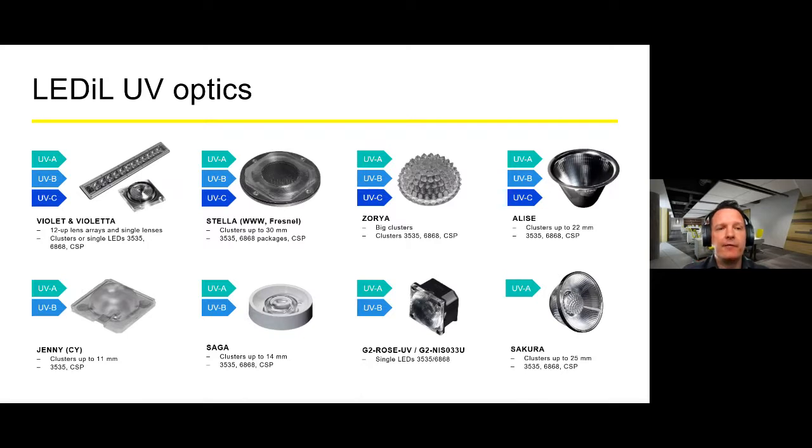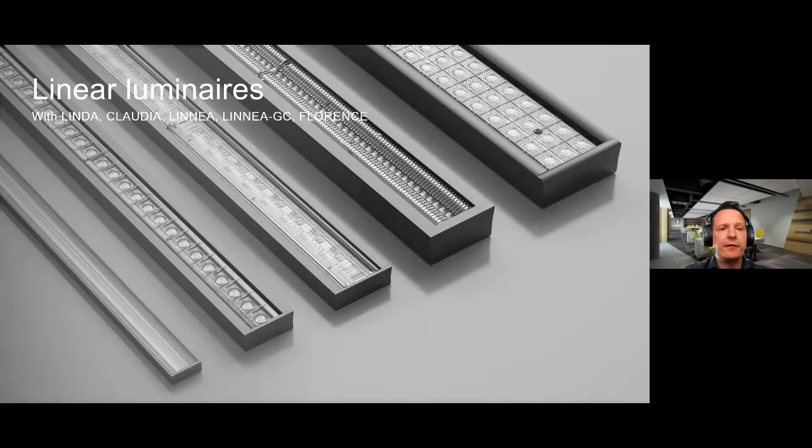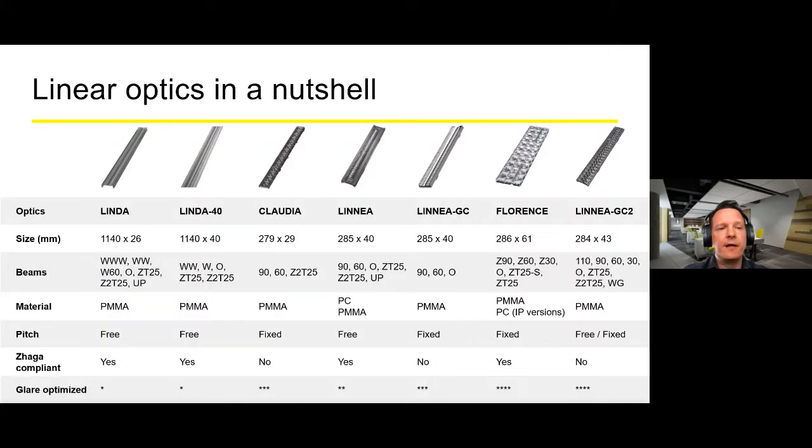Of course, we also have quite a variety of linear luminaires examples here, starting from the left to the right with the Linda extrusion optic family, Claudia, linear GC and GC2, which is not here but will come soon, and then also Frauens as a 3R optic. These are all different kinds of families we are offer in different form factors, different lengths.